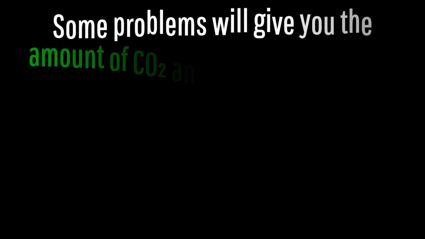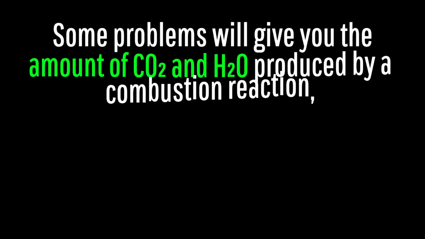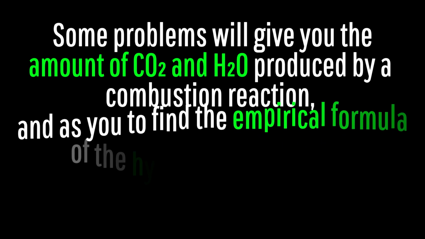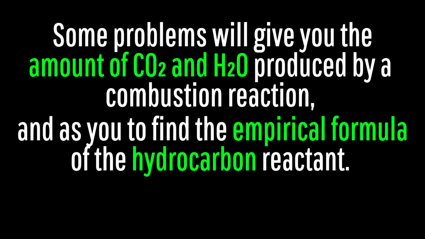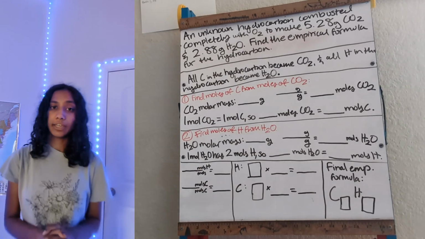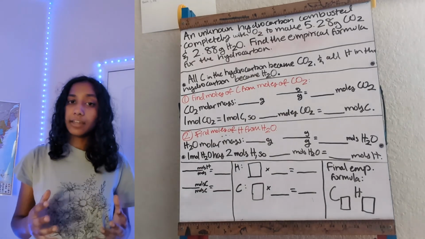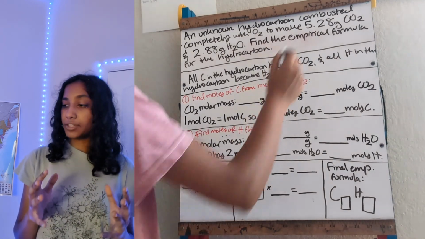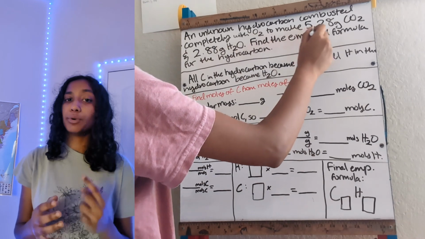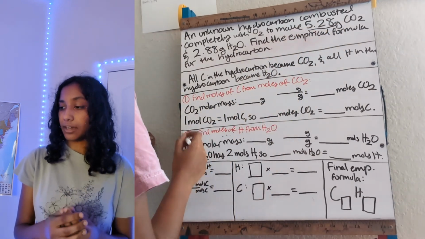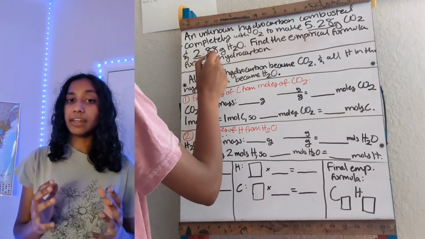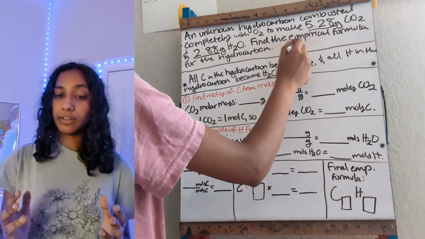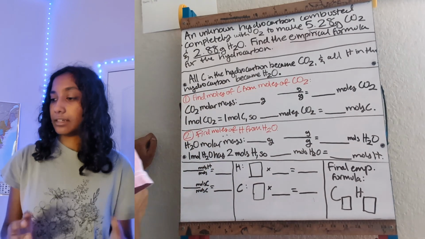Some AP Chem problems will give you the amount of CO2 and H2O produced by a combustion reaction and ask you to find the empirical formula of the hydrocarbon reactant. Let's take a look at an example. An unknown hydrocarbon reacted completely with O2 in a combustion reaction that created 5.28 grams of carbon dioxide and 2.88 grams of water. What is the empirical formula of the unknown hydrocarbon?